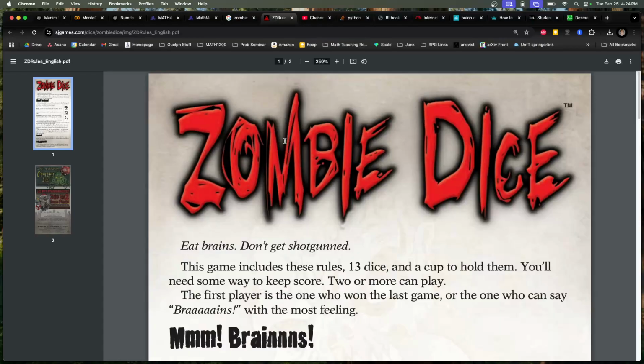That's what the dice look like. You're going to roll sort of 3 at a time. Let's roll 3 more. They look like this. Here I got shotgun twice, even though I collected 1 brain. And there's a rule in Zombie Dice: if you get shotgun 3 times, you die.